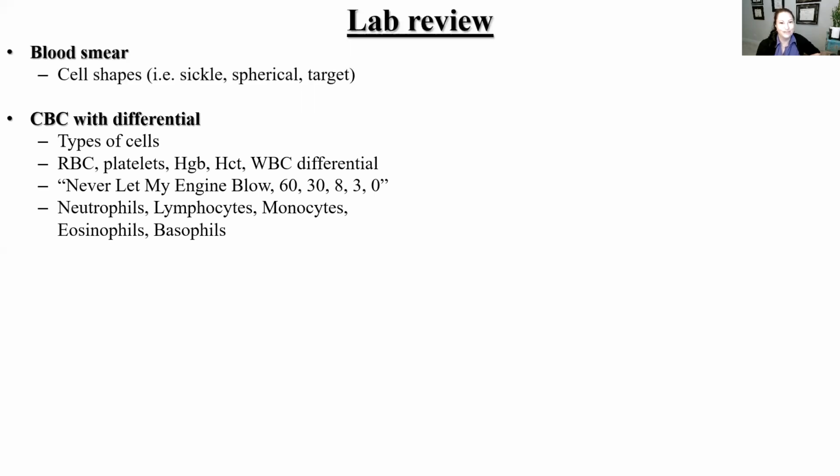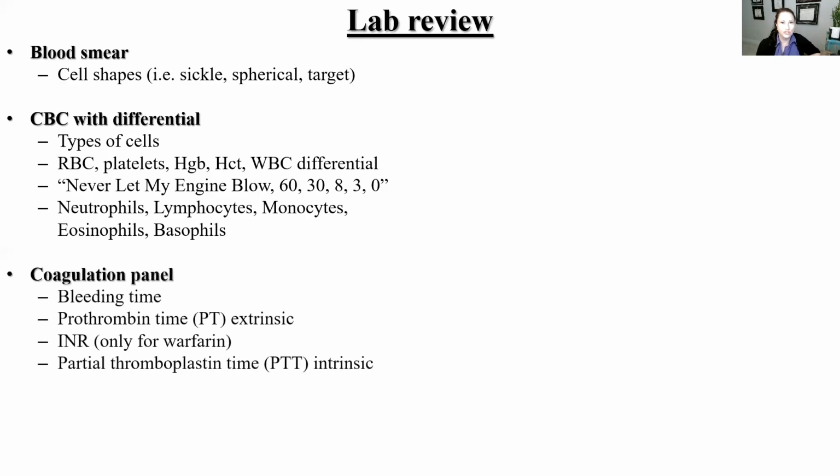Then we have the CBC with differential, by far the most commonly ordered lab for this unit. It's fast, it's cheap, it's easy, and it gives us a lot of good information. So this will tell us our different types of cells, including our red blood cells, our platelets, our hemoglobin and hematocrit, and then the different types of white blood cells. This is one of my favorite mnemonics: Never let my engine blow. 60-30-8-2-1. This tells you the normal percentages of distribution for our neutrophils, lymphocytes, monocytes, eosinophils, and basophils.